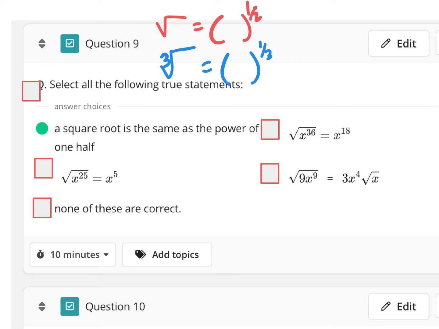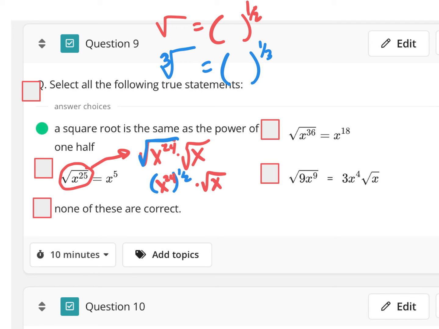So the first thing to do when simplifying the square root of x to the 25th would be to rewrite it as the square root of x to the 24th times one more x. That would get you back to the x to the 25th. And of course we split the root, and now we can think of the square root of x to the 24th as the power of 1/2 with the x to the 24th in there. And of course we still have the outside square root of x. And right here, a power to a power you multiply, so 24 times half is 12. So your answer will be x to the 12th, and the square root of x just stays.